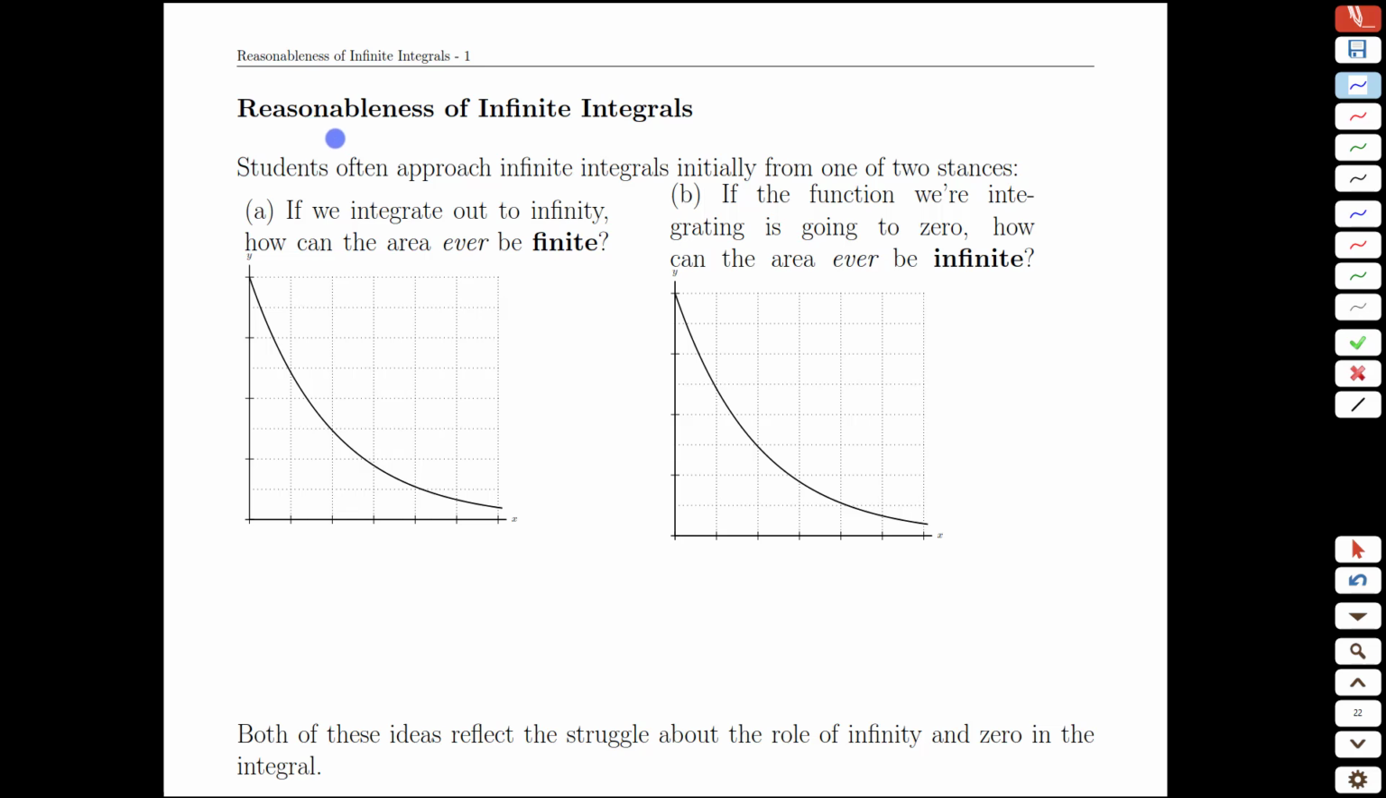In this video, we're going to look at one of the underpinnings of improper integrals, and that is, does it even make sense to ask this question?